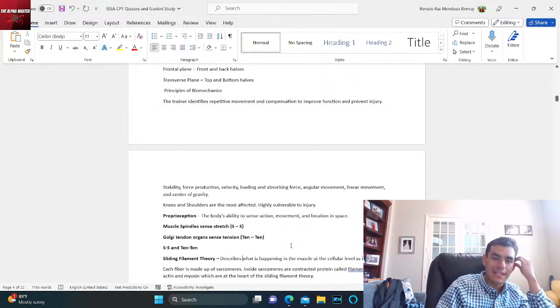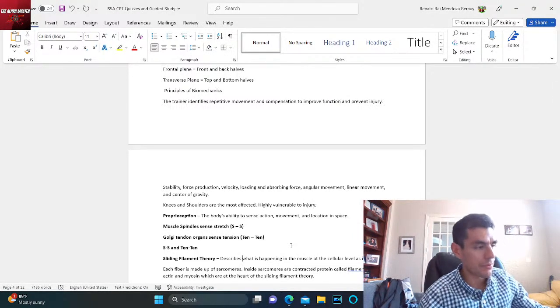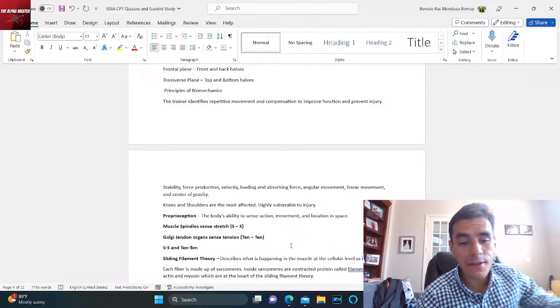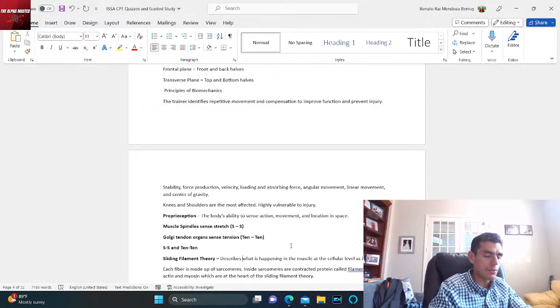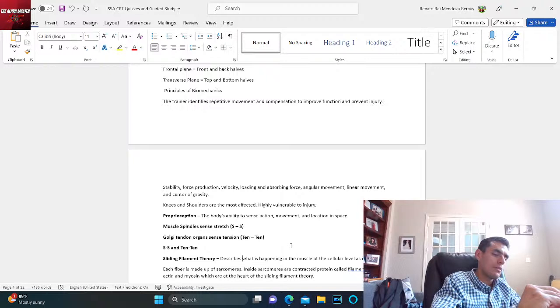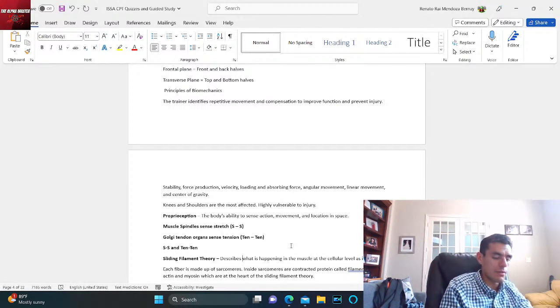Now we're going to talk about the sliding filament theory. The sliding filament theory describes what is happening in the muscle at the cellular level as it contracts.